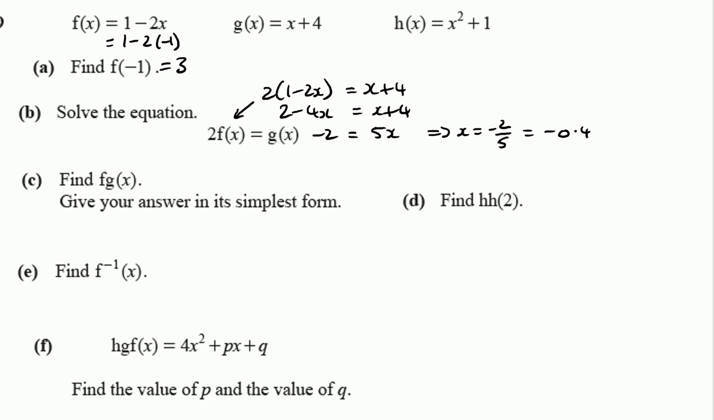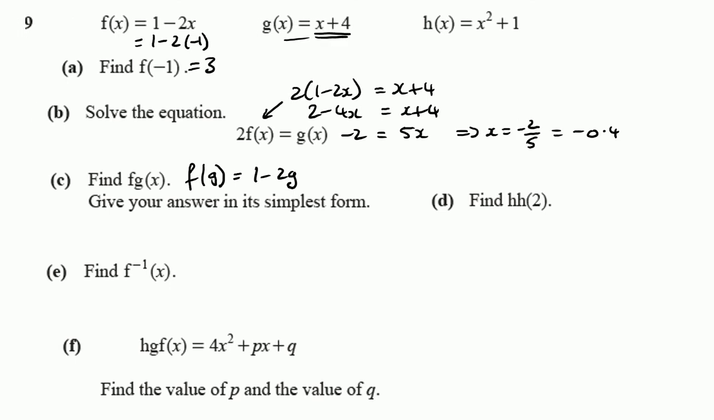For part C, I'm asked to find f(g(x)). Once again, this is f of g, which is 1 minus 2g. Remember though that g of x is x plus 4, so this is 1 minus 2 times x plus 4. In its simplest form, we will expand the brackets, being careful of the minus sign. 1 minus 2x minus 8. And 1 minus 8 is minus 7, so this comes out as minus 7 minus 2x. And there's our answer.